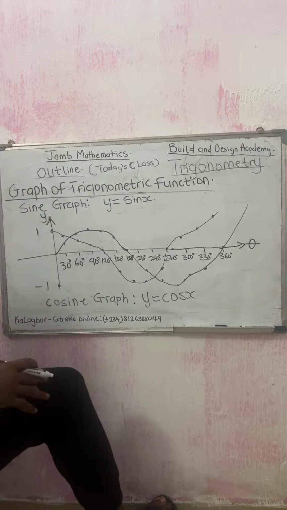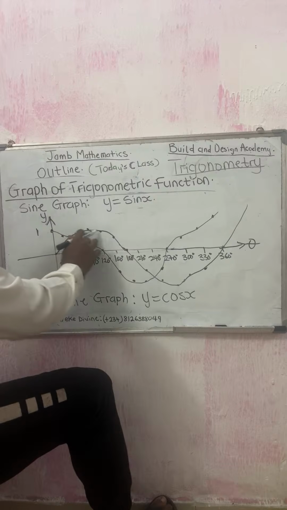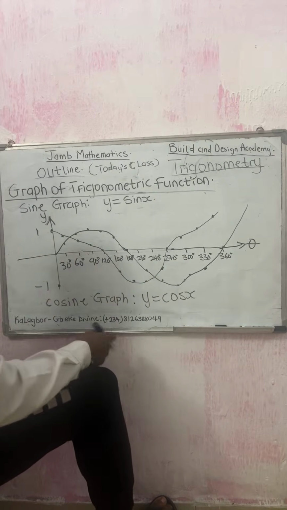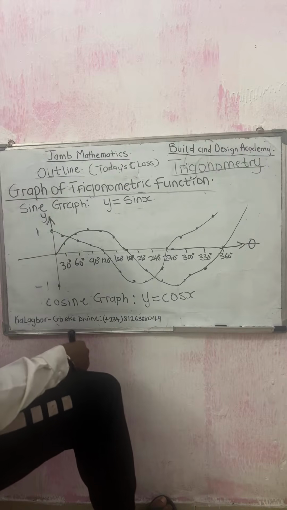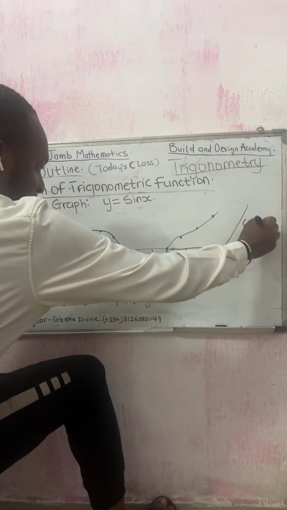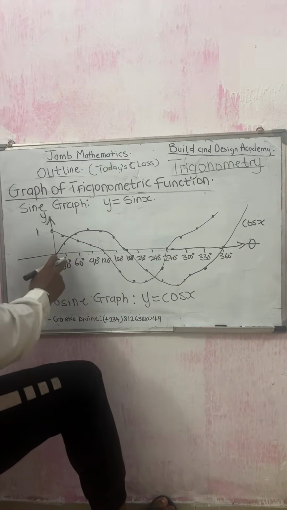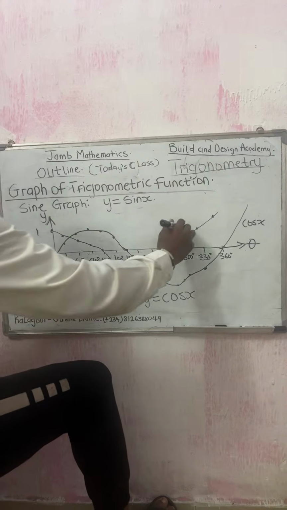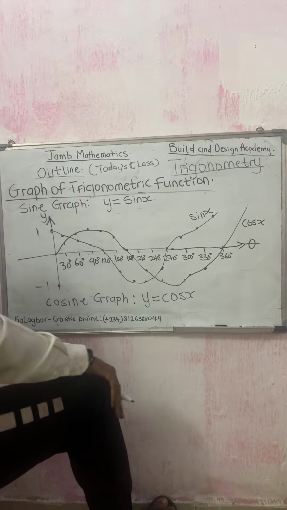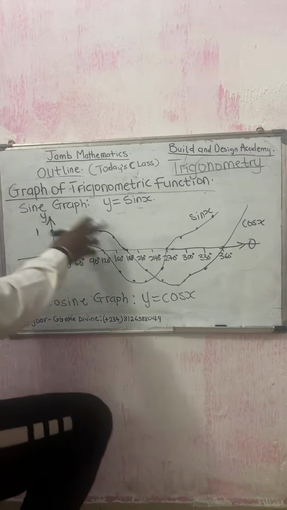So this is going to be our cosine graph, starting from here, which is y equals cos x. I see it. So this is our cosine graph, which is cos x, and this is our sine graph. I see the difference. I see their waveforms.